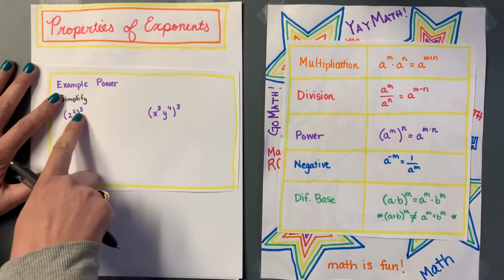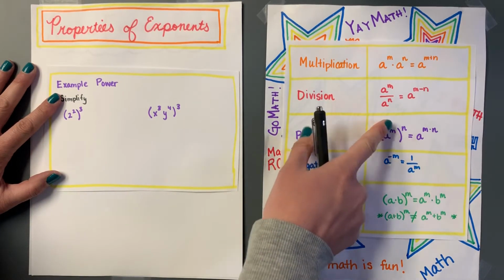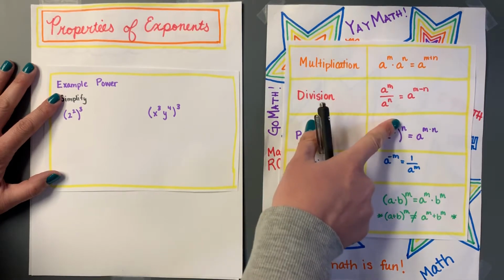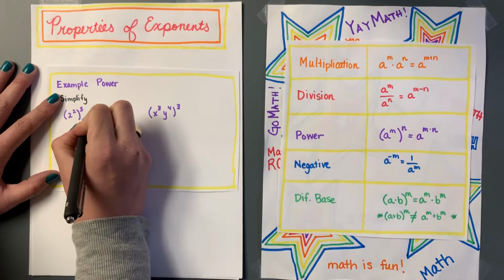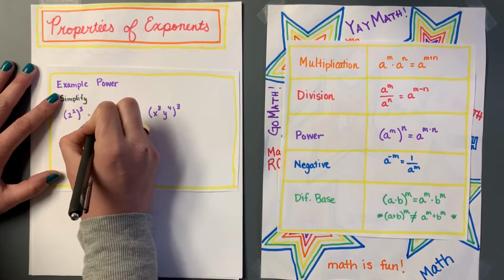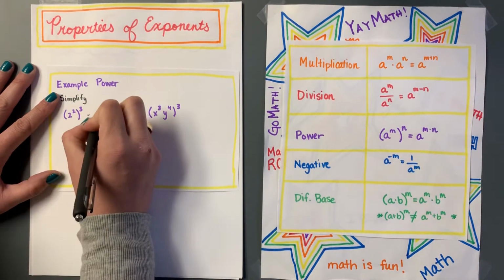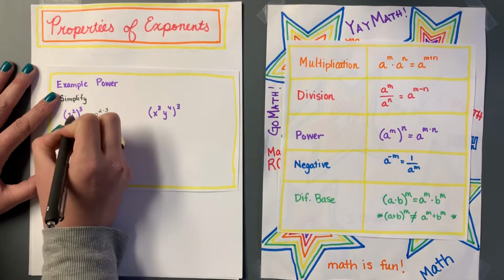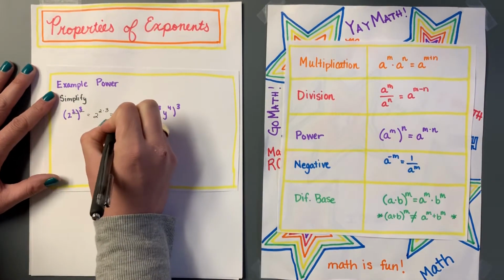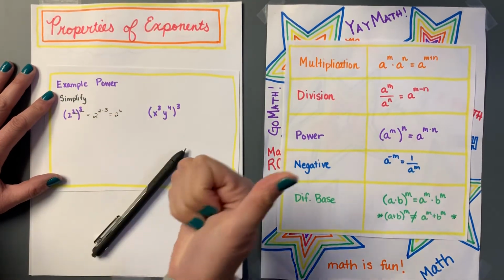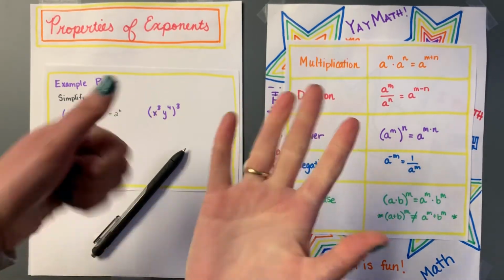So here I have 2 squared cubed. My property says that if I have a base raised to an exponent that is then raised to another exponent, I can multiply these. So using that property, I have the base of 2 raised to the 2, then raised to the 3. So I should be able to multiply the 2 and the 3 by each other. So this should give me 2 to the 6, which is 64. 2, 4, 8, 16, 32, 64.